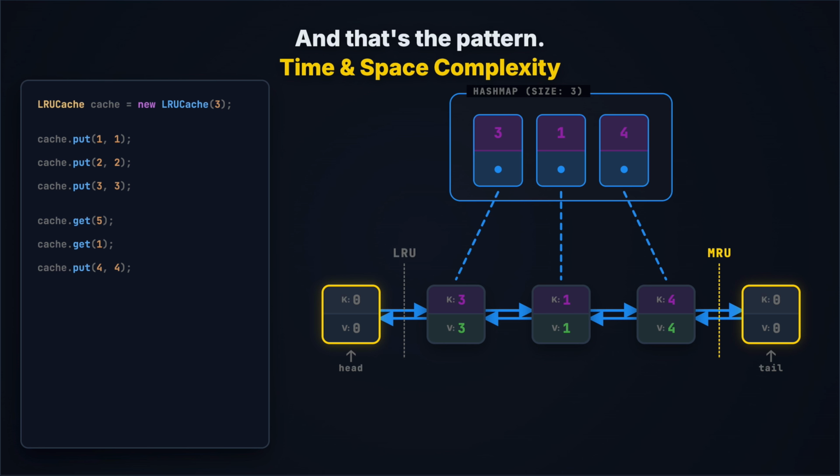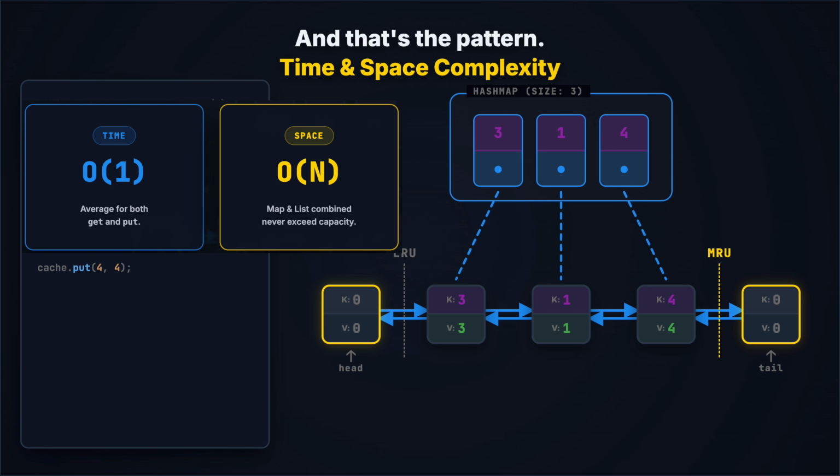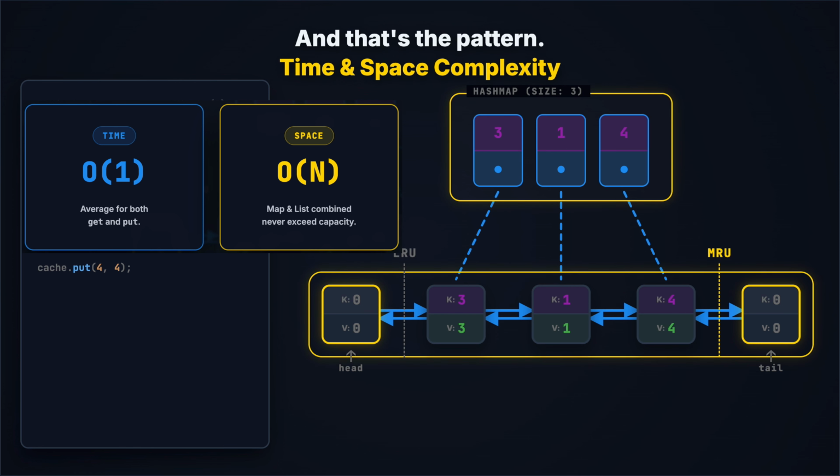Time complexity O of 1 average for both get and put. A HashMap lookup plus a constant number of pointer relinks. Space complexity O of capacity, since the HashMap and the linked list together never hold more than capacity entries.